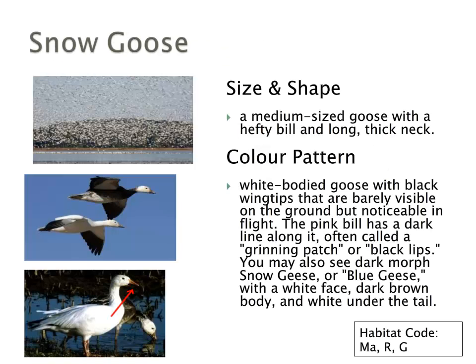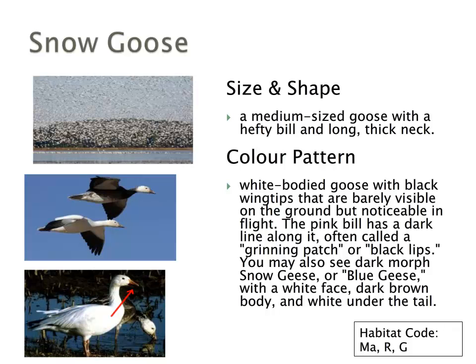The snow goose is our first of this group, and they're of course a medium-sized goose. They have a hefty bill and a long, thick neck. You can see some of the color patterns here. They are a white-bodied goose, and they have very visible black wingtips, which are barely visible on the ground, but extremely noticeable in flight, as you can see from the pictures here. So again, these are some of those key factors here.